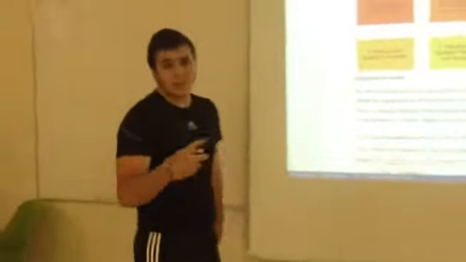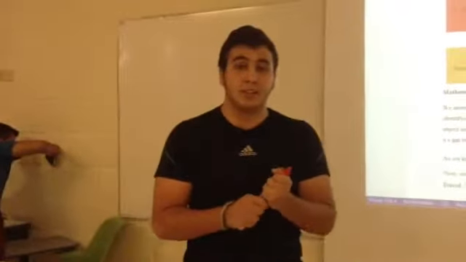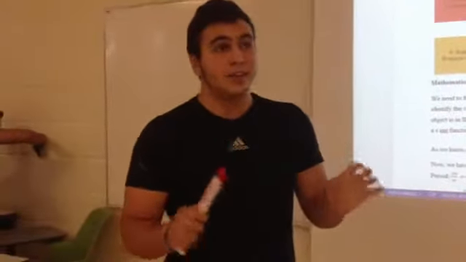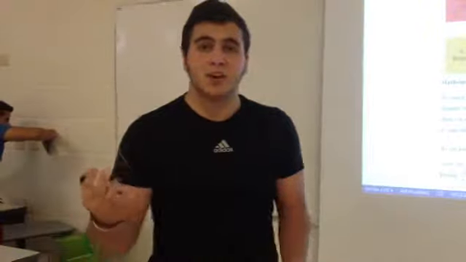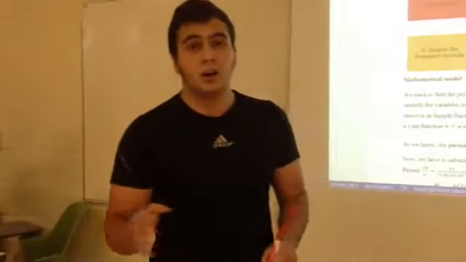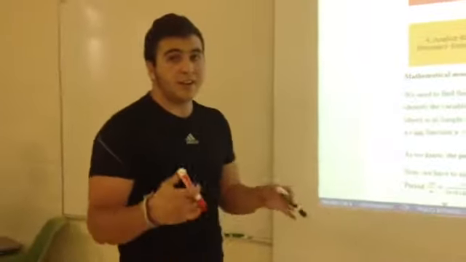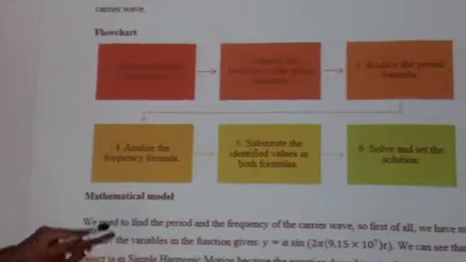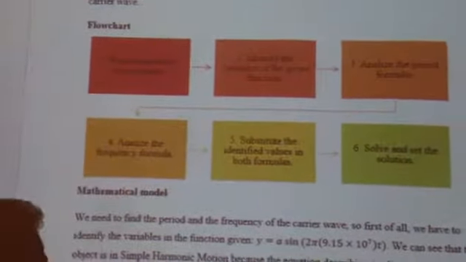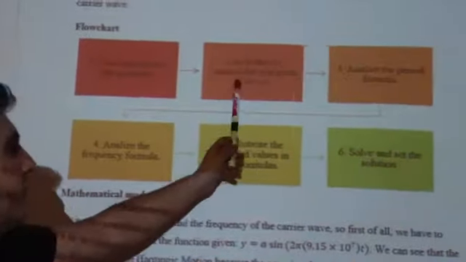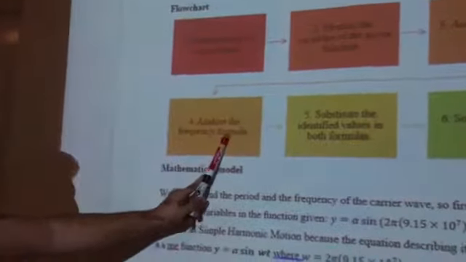So the first thing that you have to do to identify the problem, that this company has to say that they are the best radio company in the whole country, is follow the process to find this answer. As a math professor or as a student, you have to read and analyze the problem, then identify the variables of the given function, then analyze the period of the formula and also analyze the frequency of the formula.